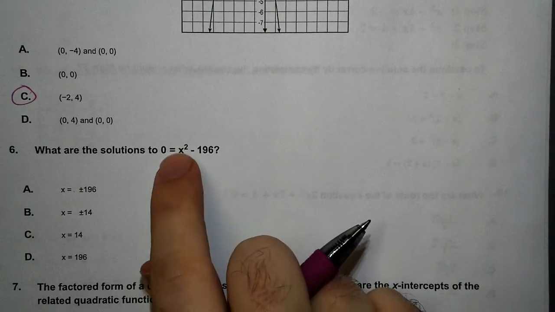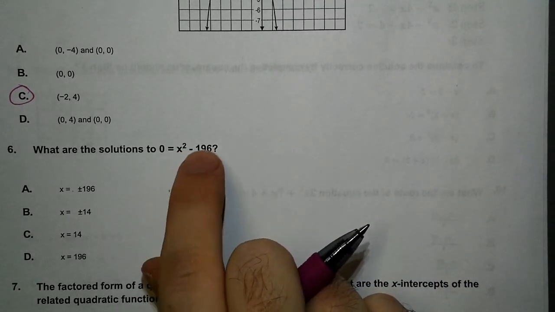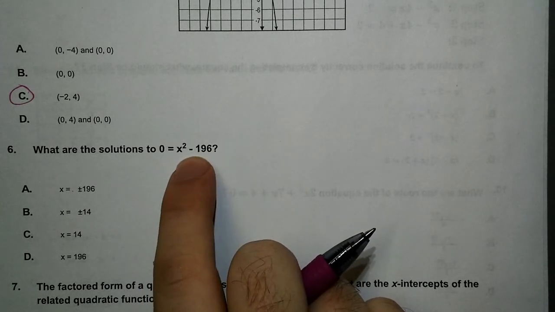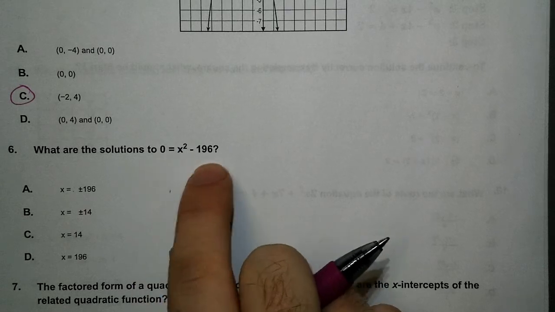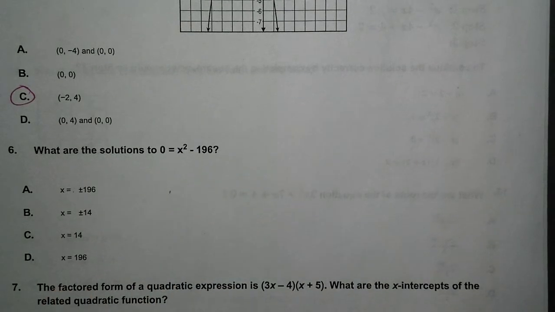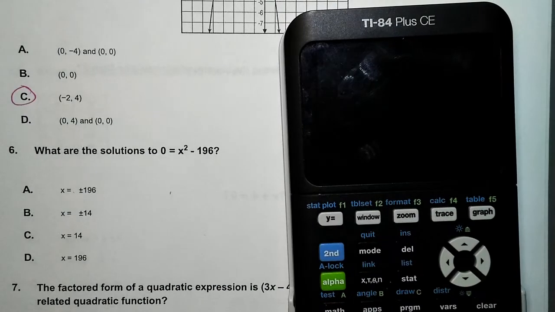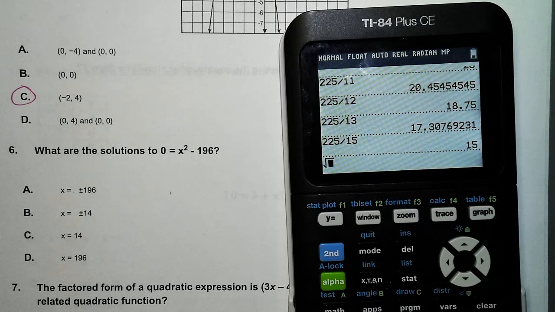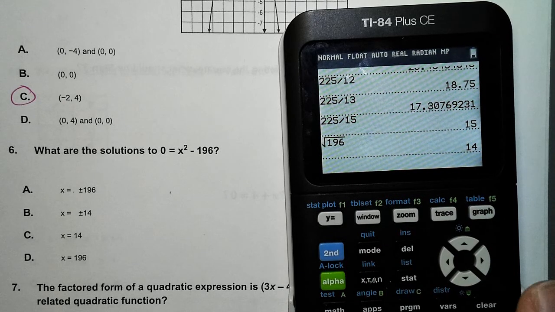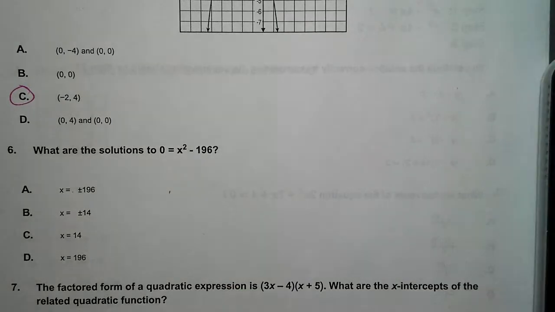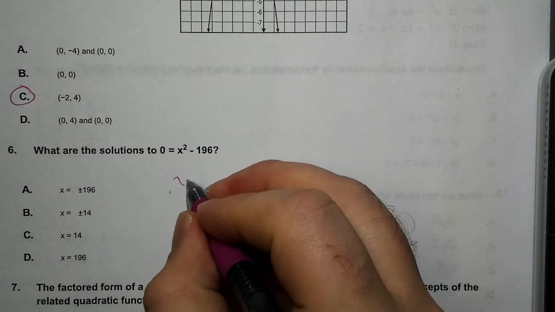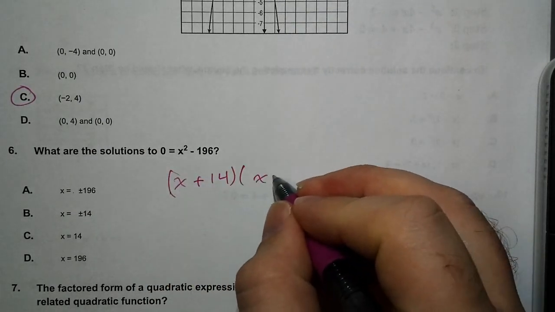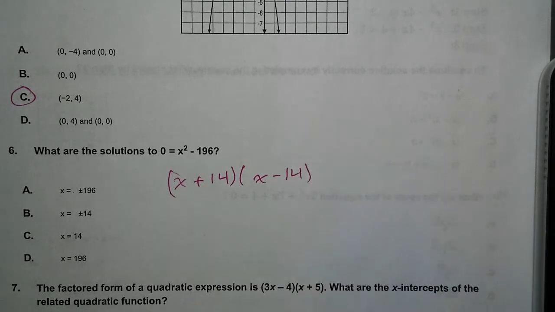Six, what are the solutions to zero equals x squared minus 196? Now, you see a minus sign, you see no middle term, so these are probably perfect squares. So let's check if 196 is a perfect square. So square root of 196, it is. It goes in there 14 times. So I know it should be x plus 14 and x minus 14. That's just the difference of squares.